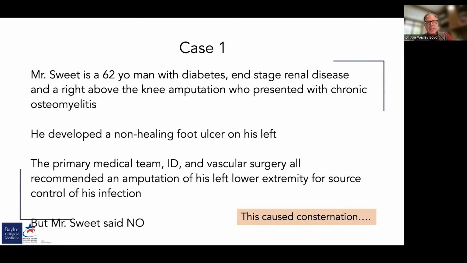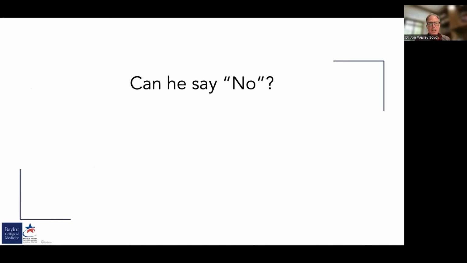Now he's got a non-healing ulcer on his remaining left foot, and the entire medical team, infectious disease, which is what ID is, vascular surgery, and his primary medical team all recommended amputation, but Mr. Sweet said no. The medical teams were worried that if he didn't get that amputation, he was going to die. And so lo and behold, as it says in the right corner in this slide, this definitely caused consternation. Can he say no? I'll ask you that question. Is he able to say no?